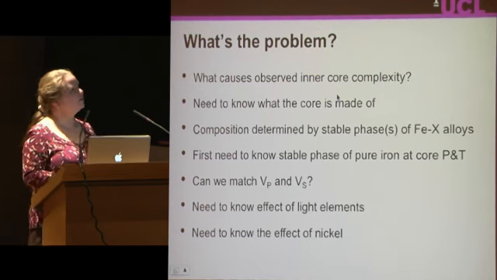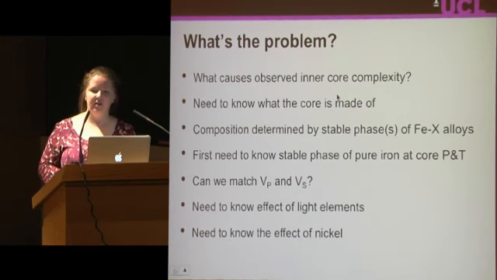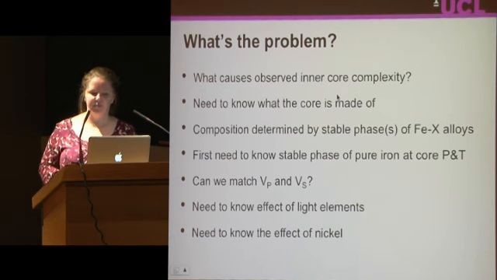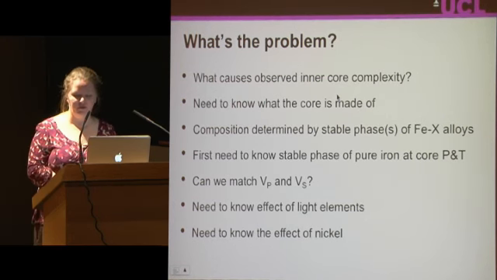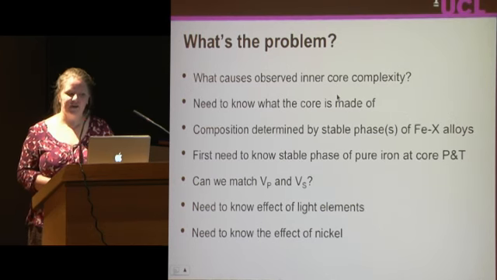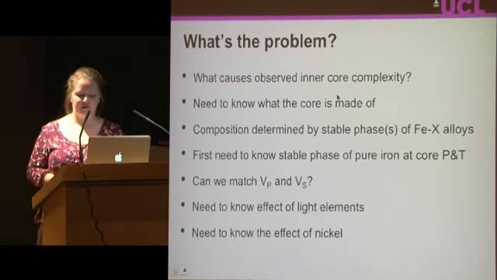So let's get back to the problem. The problem is we want to know what's causing inner core complexity. Okay? We need to know what the composition of the core is. We know it's iron with some other bits and bobs in. So as a first approximation, we look at iron in its pure form at core conditions. Can we match seismic wave velocities? If we can't, we then say, oh, well, what should we do now? Let's add some light elements, see if we can match the wave velocities, and then we look at the effect of nickel.